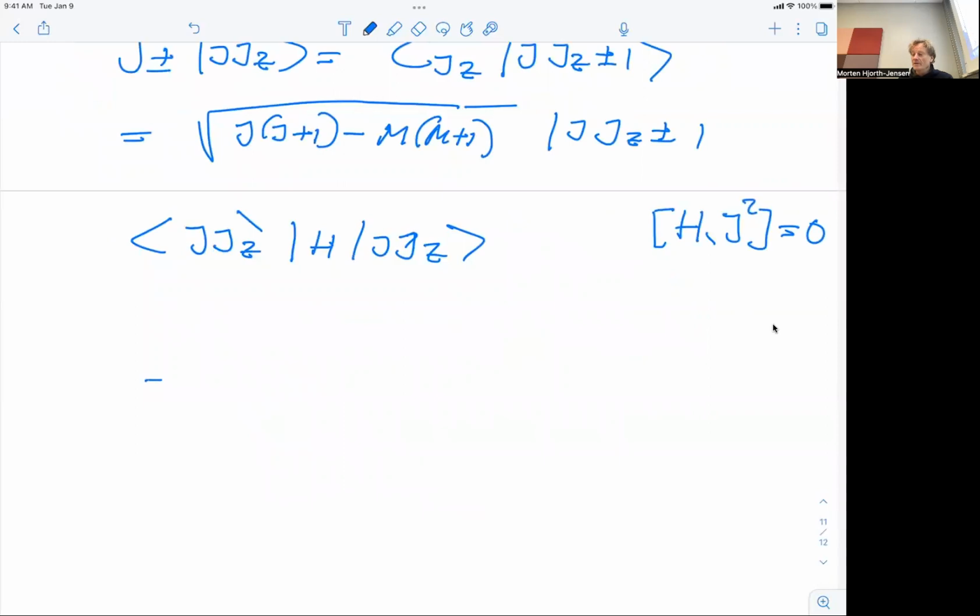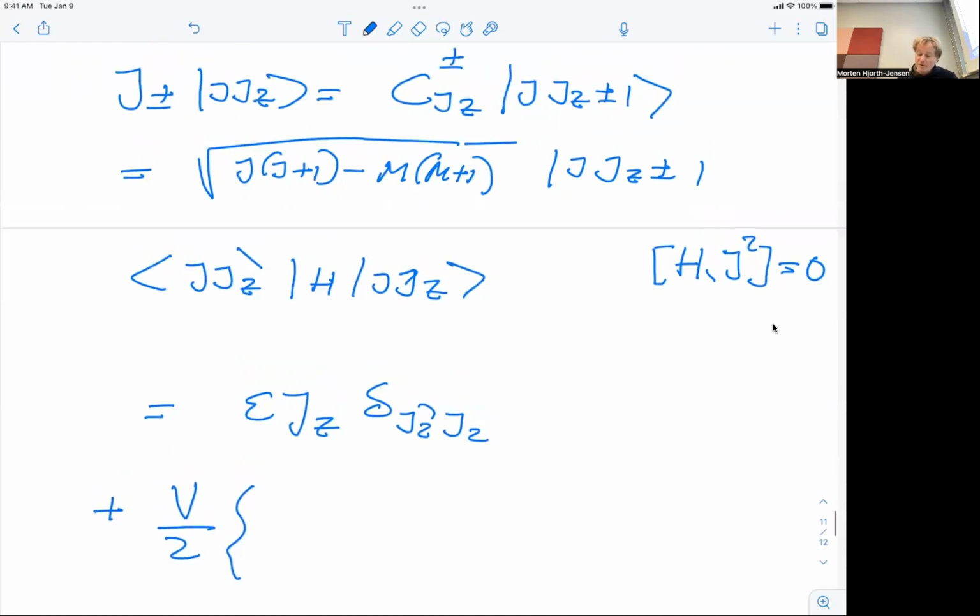For the operator J0, it's just going to give me JZ times a Kronecker delta of JZ prime and JZ. Then I have my term with V divided by 2. When I do the algebra here, I'm going to get this term. There's a missing thing here, it's a plus or minus there, sorry for that. I'm going to get this coefficient C plus of JZ, and then the plus operator acting on JZ prime and JZ plus 1, and then I have a delta of JZ prime with JZ plus 1.